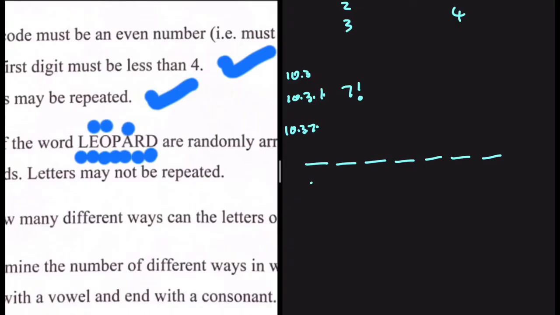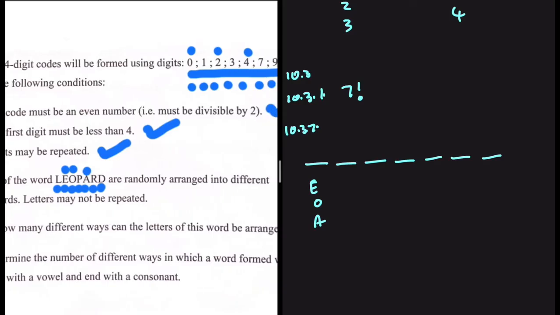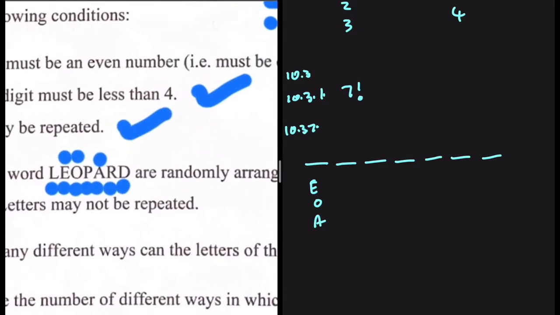So we have E, O, and A. And then the other condition is that it ends with a consonant. Our consonants here are L, P, R, D. The first position is going to be occupied by one of the 3 vowels, so we're going to put 3 here. And then the last position is going to be occupied by one of the 4 consonants, so we're going to put 4 here.